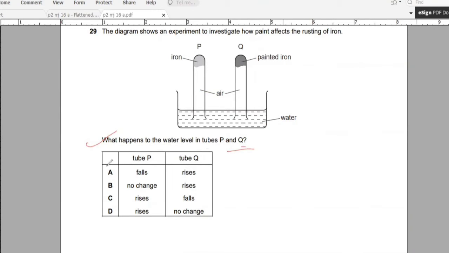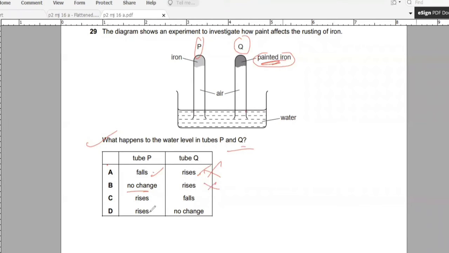So what happens now? Option A says tube P falls, tube Q rises. Will it fall or rise? Tube Q will rise? Never, it is already a painted iron. So oxygen won't react with painted iron. That means it will not rise. Option A is wrong. This was not the correct one.